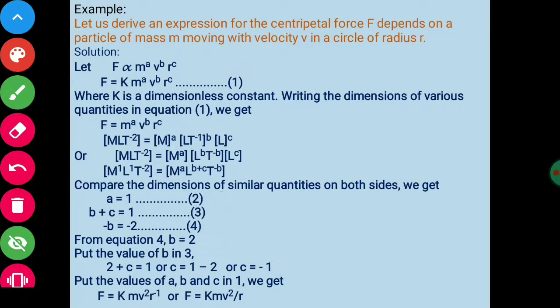Now putting all these values in equation number 1, put the values of a, b, and c in equation 1, we get F is equal to k, m raised to power a means 1, v raised to power b means 2, and r raised to power c means minus 1. Put all these values over there. So F is equal to k m v square upon r.